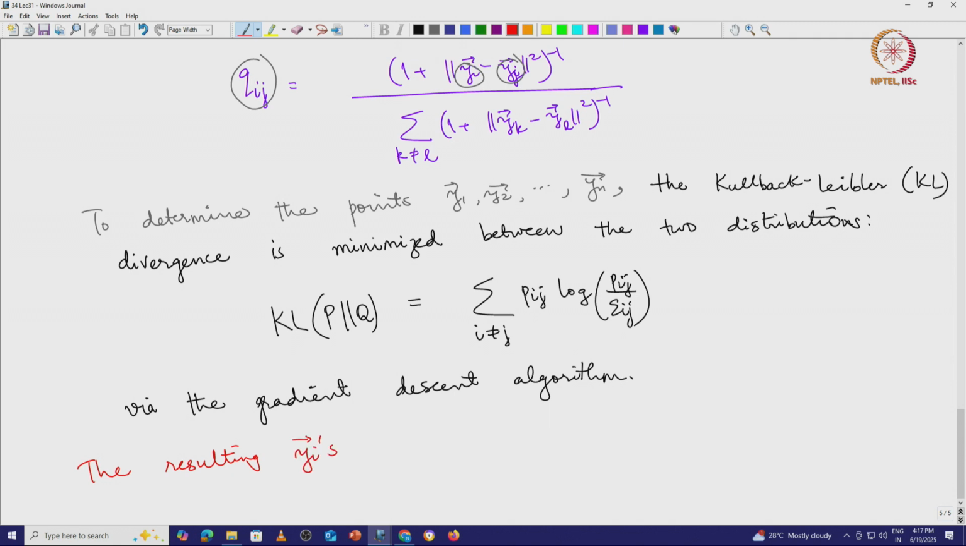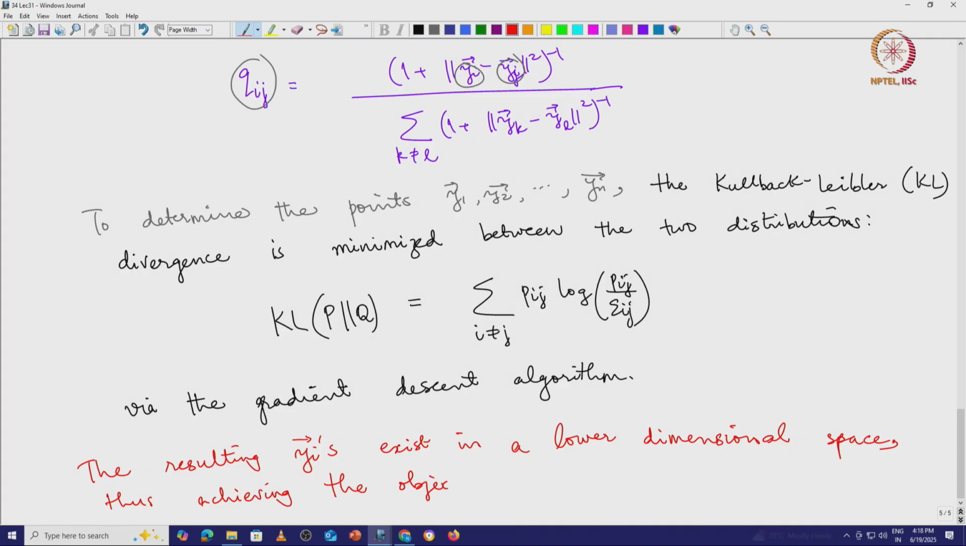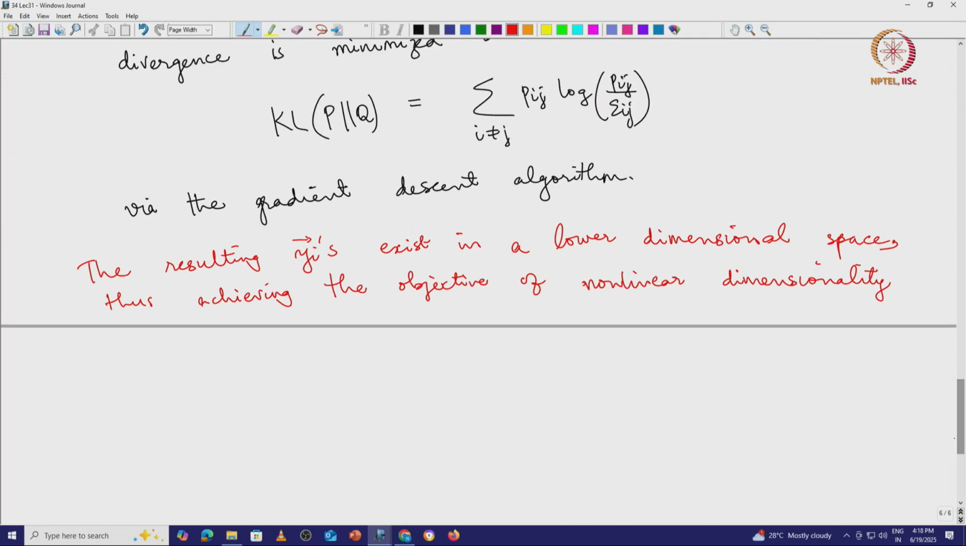the resulting yi's exist in a lower dimensional space, thus achieving the objective of nonlinear dimensionality reduction while preserving the local structure.